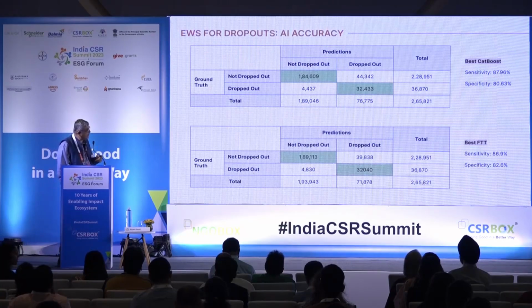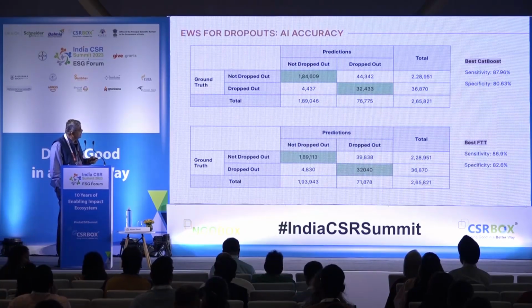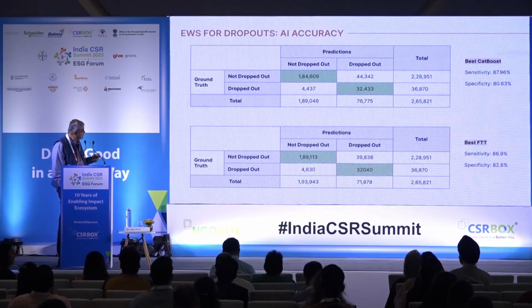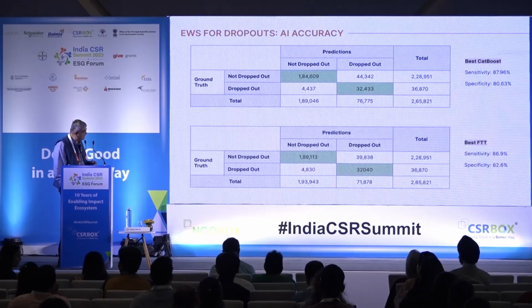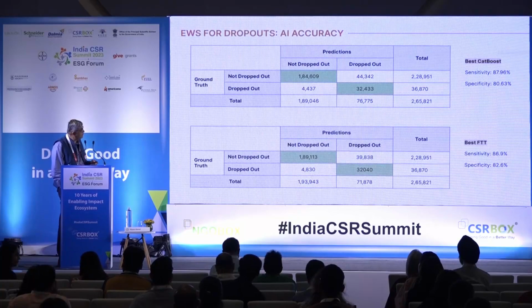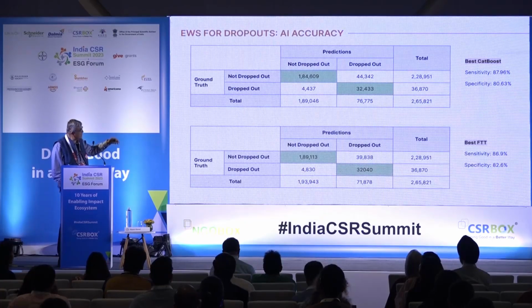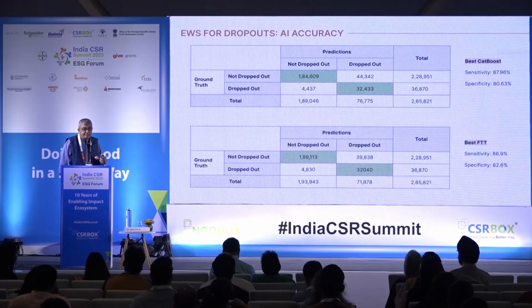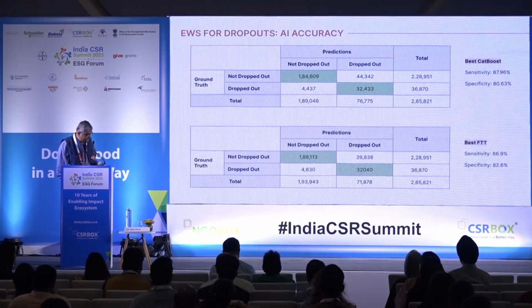Again, these are our accuracies. We're using two different data sets. No, sorry, they both have school and attendance data, but these are two different AI models. And you can see the sensitivities and specificities are fairly high for predicting dropouts.